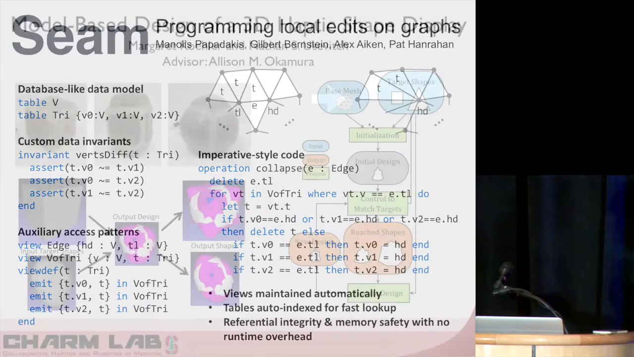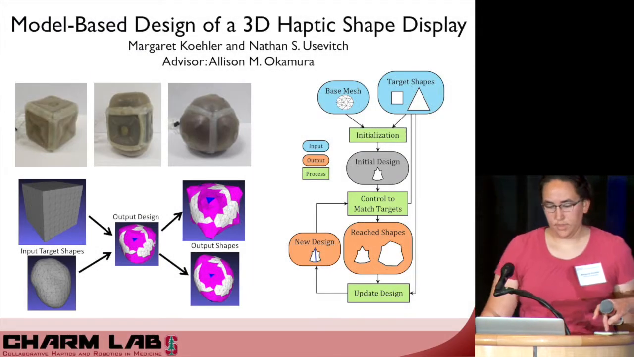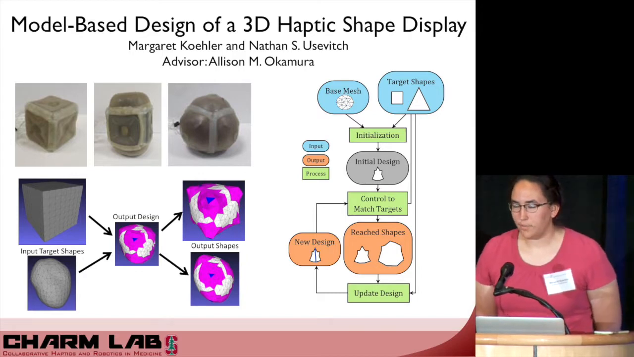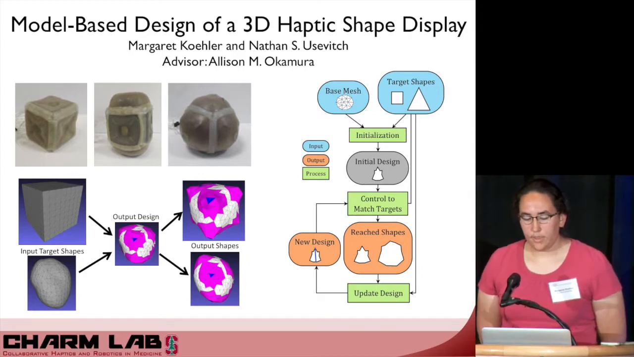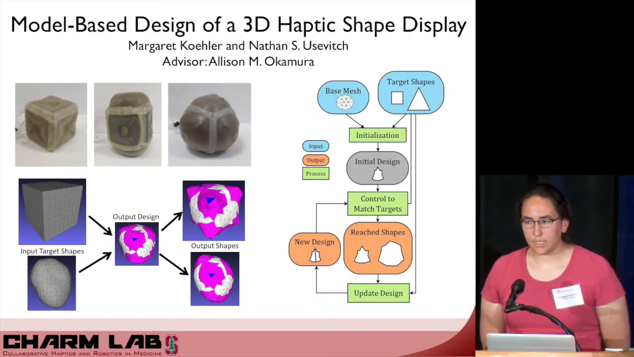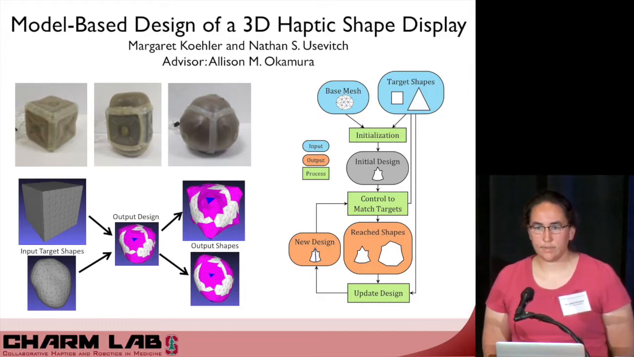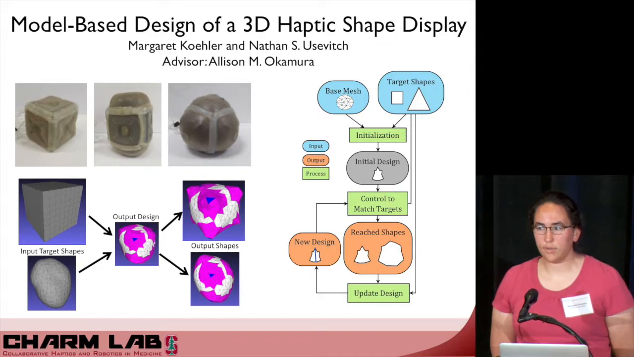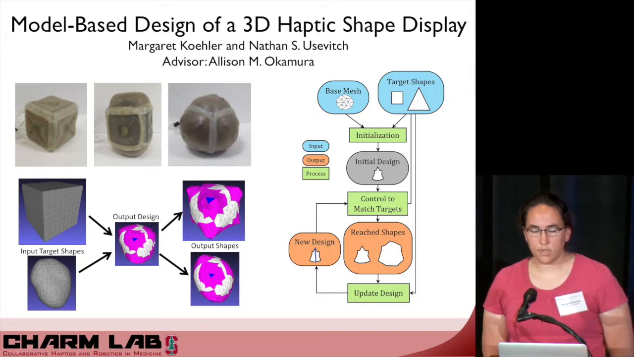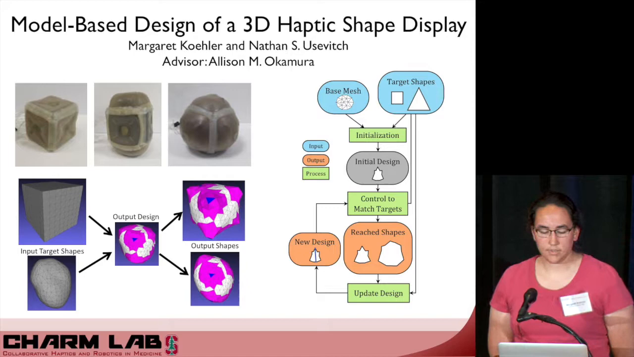Thank you. Our next speaker is Margaret Koehler. Hi everyone, I'm Margaret Koehler from Mechanical Engineering, and I'm here to talk about a 3D haptic shape display. A shape display is a human-computer interaction device that renders a physical environment for a user to interact with via touch. Based on some actuation techniques from soft robotics, we've developed a fully 3D prototype of such a device, which you can see in the cube.